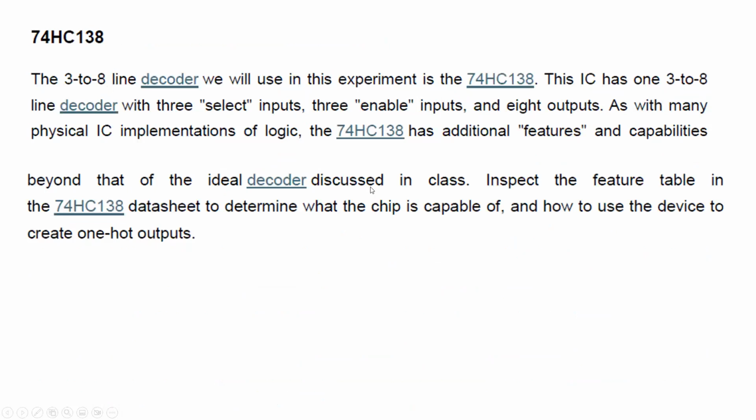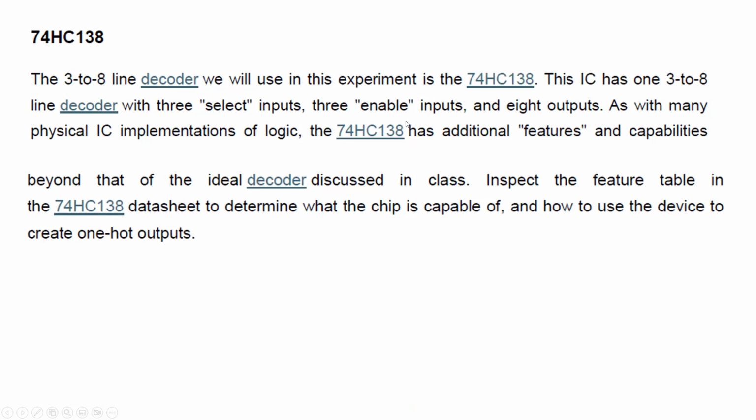And here in this lab, we're not going to design a decoder. There are some chips that already have a decoder. So the chip itself has a decoder. This is chip 138. This one has a decoder. This decoder is 3 to 8. So 3 inputs and 8 outputs, as you will see right now.